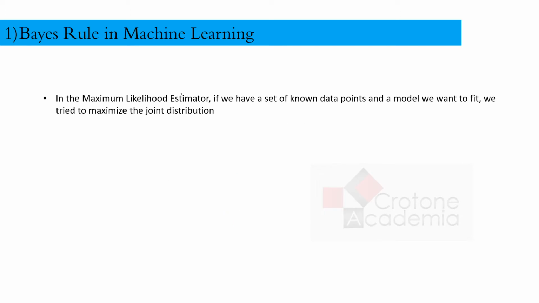Let's try to understand where we can apply the Bayes rule in machine learning. In the maximum likelihood estimator, let's assume we have a set of observations. We try to maximize the joint probability distribution of those observations with respect to a given model. So let's say there are m observations starting from y0 to ym minus 1 with their input values. So we are trying to maximize the joint probability distribution of those observations y0 to ym minus 1.